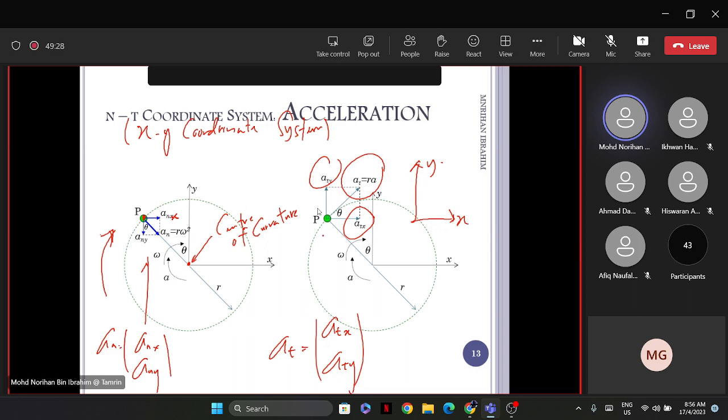If we try to elaborate this in components X and Y for this normal tangent coordinate systems, of course the equation becomes longer.